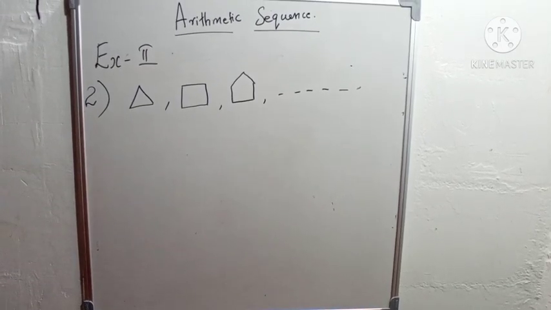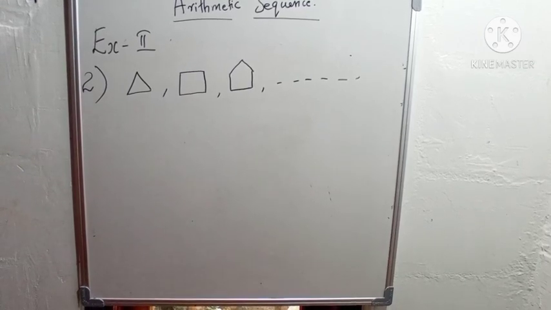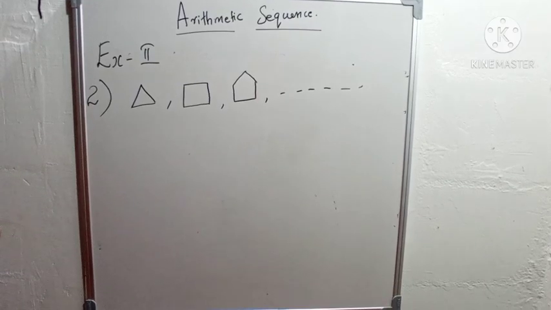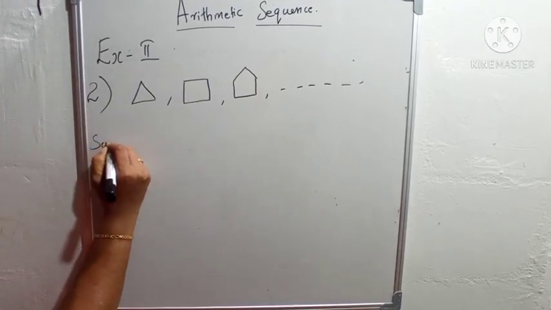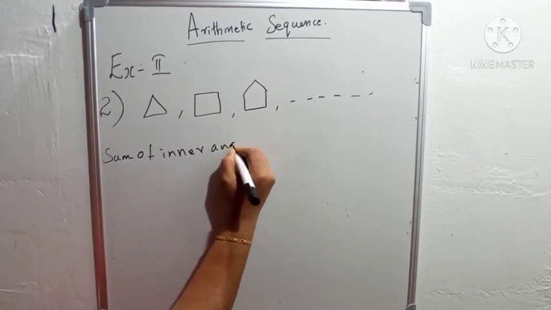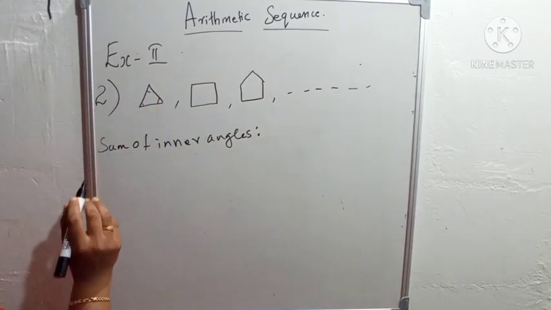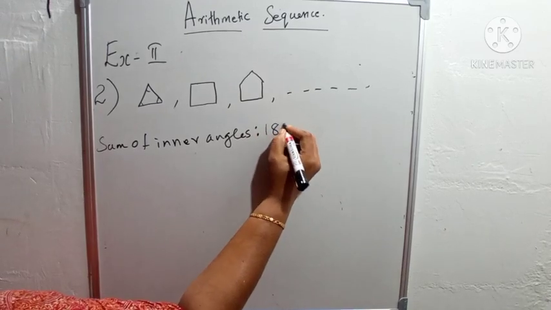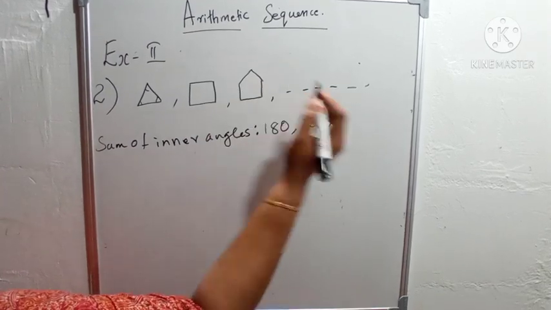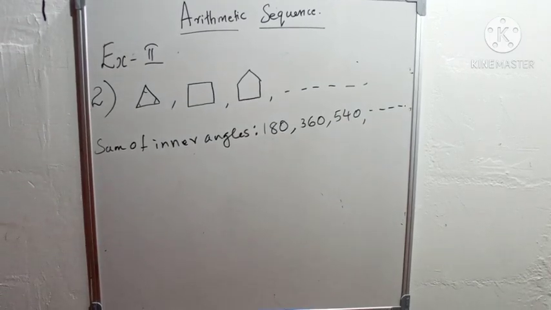Do you remember? For the first sequence, write the algebraic expression for the sequence of the sum of inner angles. Which is the sequence of sum of inner angles? What is the sum of inner angles of a triangle? That is 180. For a square, 360. And for a pentagon, 540, etc. That is the sequence.